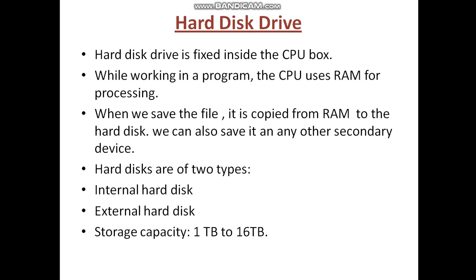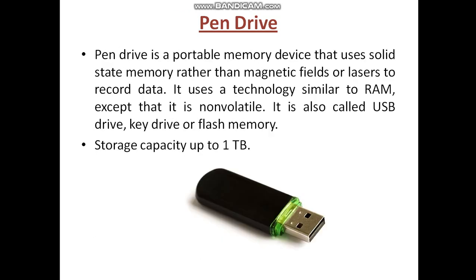Hard disks are of two types. First is an internal hard disk and second is an external hard disk. A hard disk which fits inside the CPU box is simply known as an internal hard disk, while an external hard disk is outside, which we insert into our computer. Storage capacity of a hard disk drive is 1 TB to 16 TB.